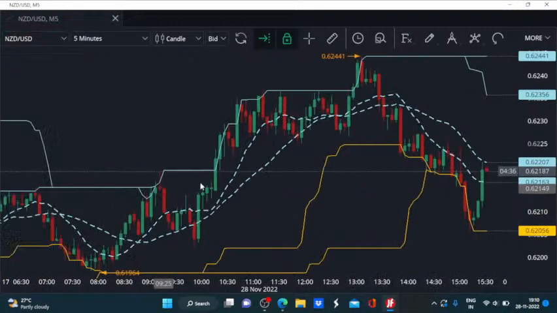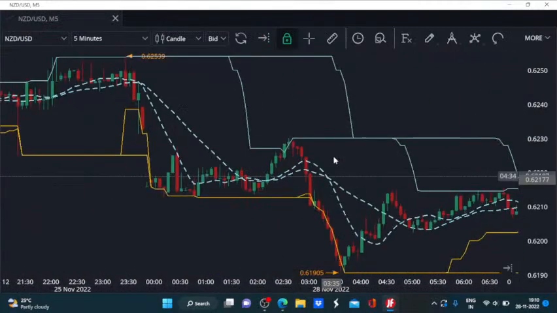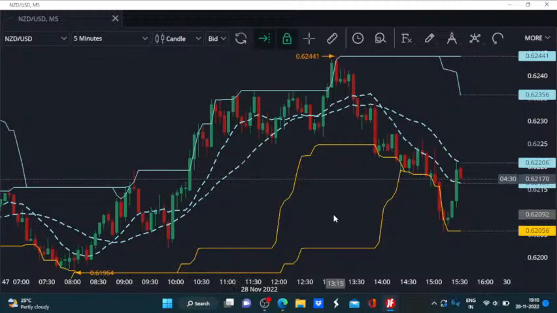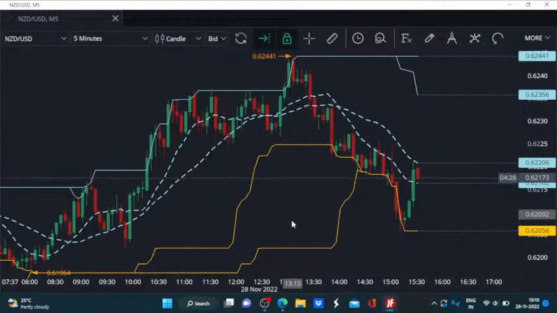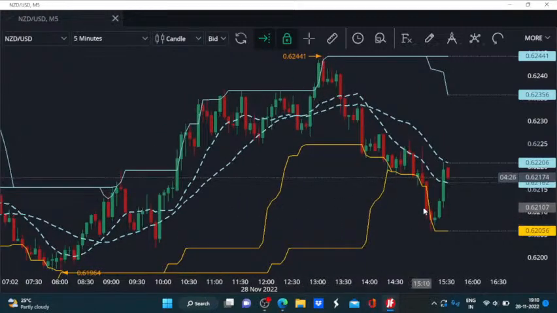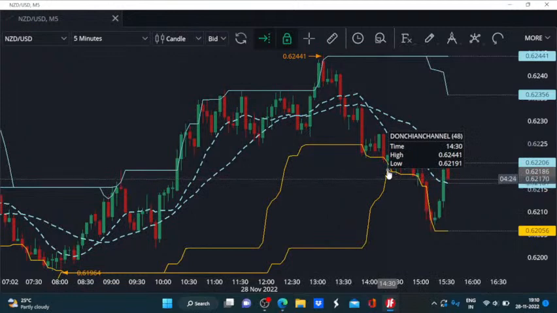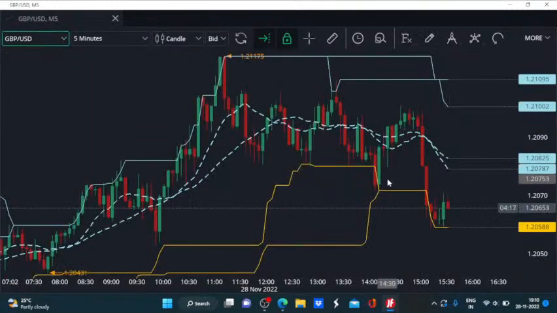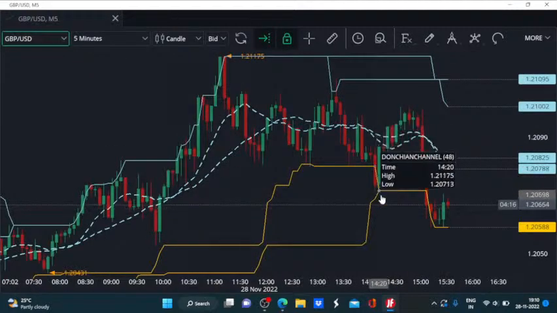For NZD USD, things are a bit different. It is also showing a stronger inclination towards the bullish side. And if we look at its price moves, this 4-hourly low happened at 1430 GMT, whereas for GBP USD, it happened a bit earlier at 1420 GMT.